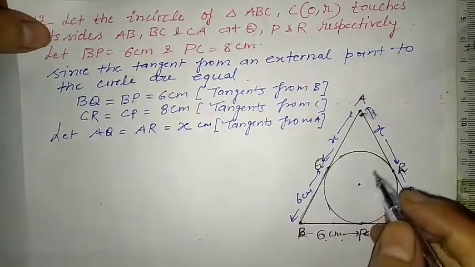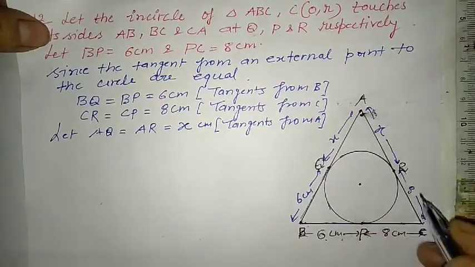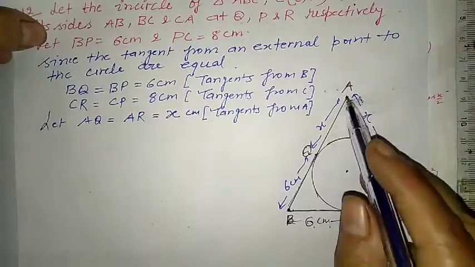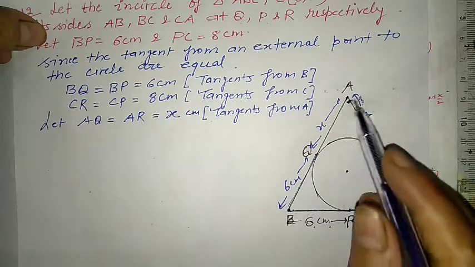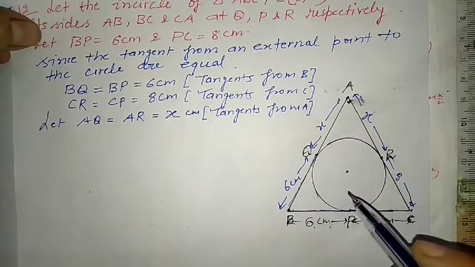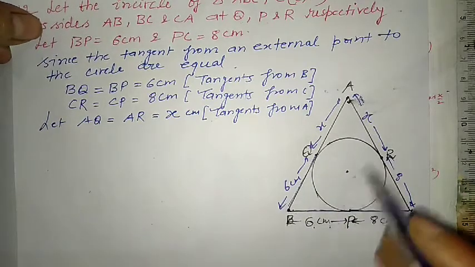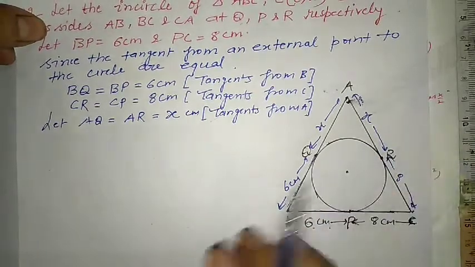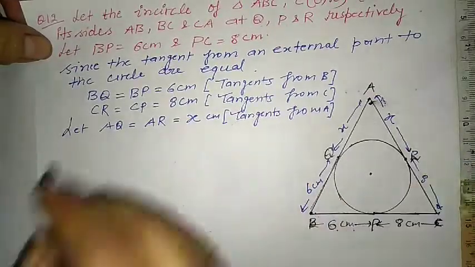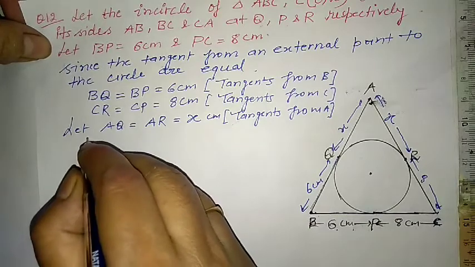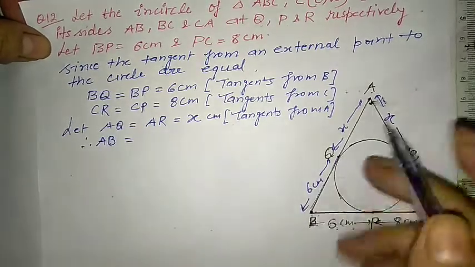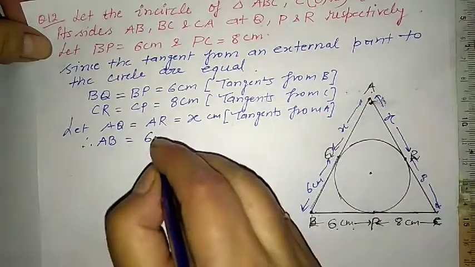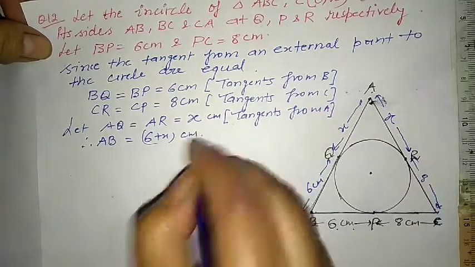Okay. Now what are we going to do here? Actually, we want this side. So what method are we going to apply here? First we will find the area of this triangle with the help of Heron's formula. Area of this complete triangle ABC with the help of Heron's formula. For this we require all the sides. So all the sides first we will find. So AB is equal to 6 plus X. This is 6 plus X centimeter.